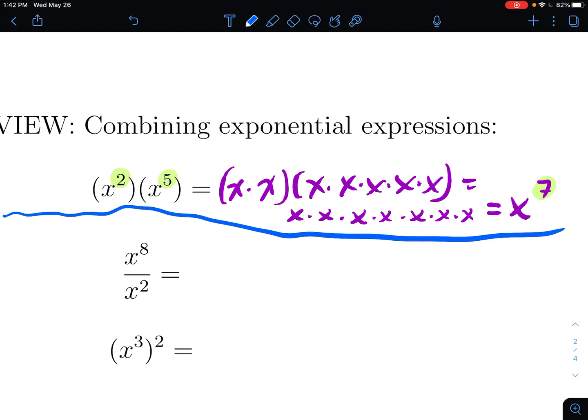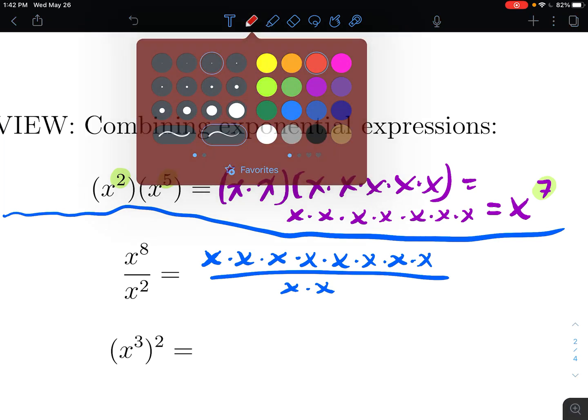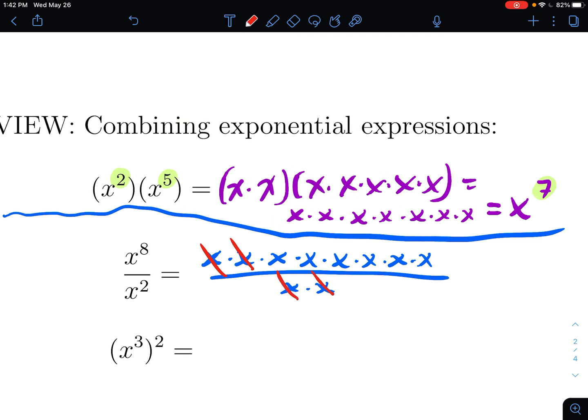Similarly, x to the 8th over x squared, if we had to write this out, it looks like this. 2 x's up top cancel with 2 in the bottom, and we're left with 1, 2, 3, 4, 5, 6 of them here. You can probably figure out the general pattern if we started with powers of 8 and 2, where that 6 came from.